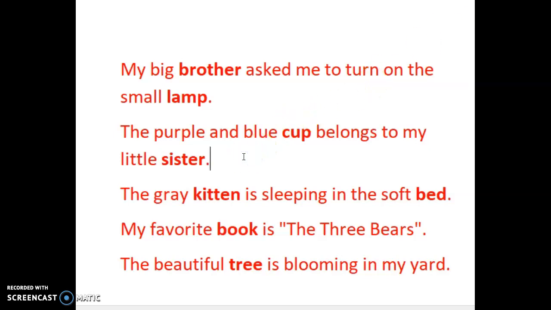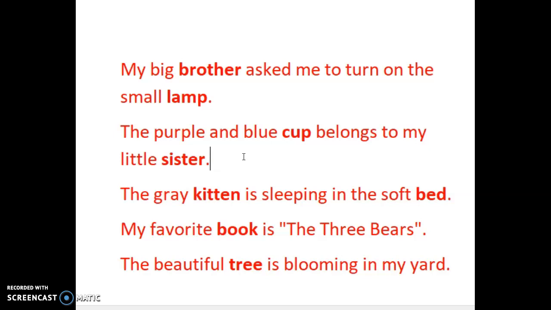Our second sentence, the purple and blue cup belongs to my little sister. So notice cup is highlighted, and that is our noun. So we want to say which one. So this noun has two adjectives, purple and blue. Those are color words, and they describe the cup. Our second noun in our sentence is sister, which is again the object of the preposition, and we see that word little. Which sister? My little sister.